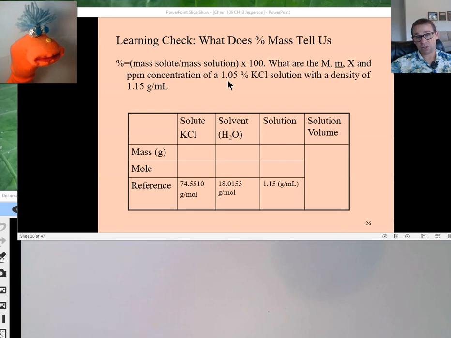You can get mass of solvent by subtracting solute mass from total solution mass, right? We can get moles of solvent, and we can get total moles by summing those two moles together. And then we can get the solution volume from the solution mass and the solution density. All right, hopefully that made sense. If you have another way to think about it, go ahead and try to fill in this chart all by yourself and then answer the questions in terms of molarity, molality, mole fraction, and parts per million. Okay, good chance to push pause.